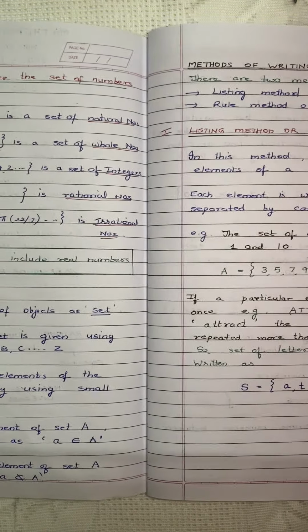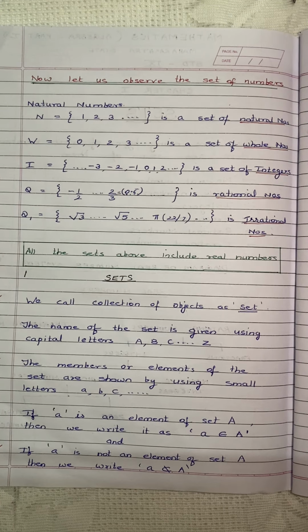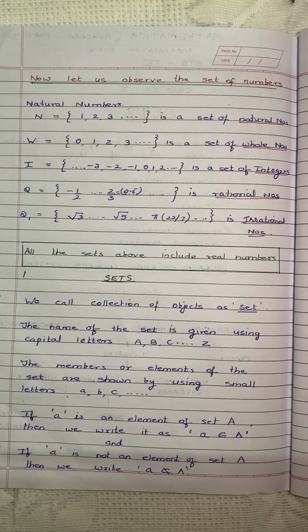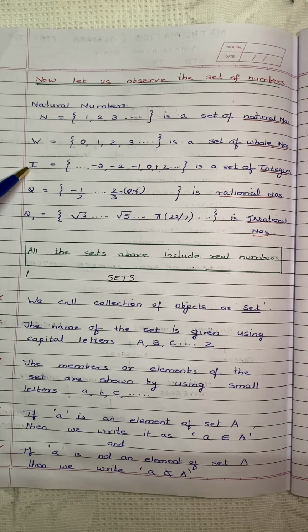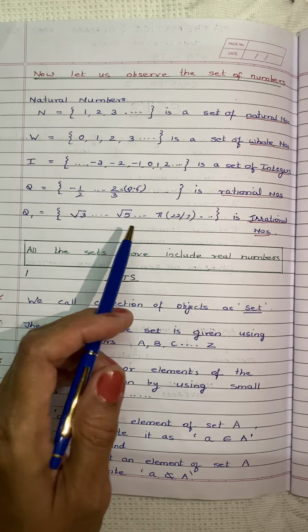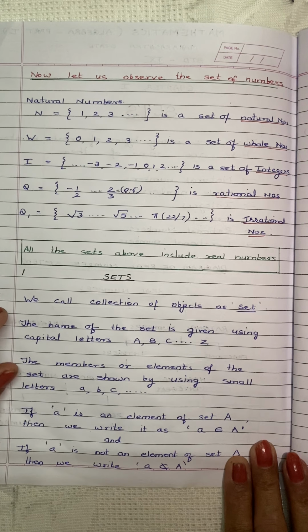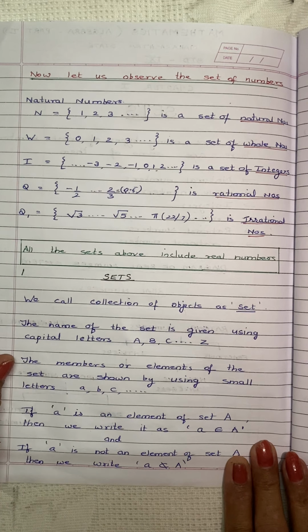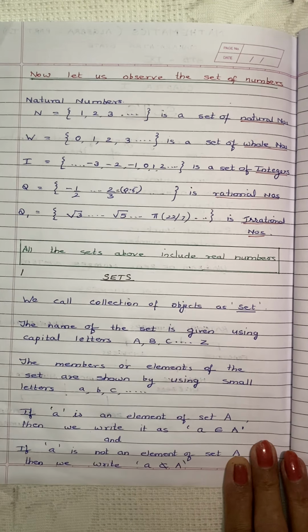Now let us observe the sets of numbers. Natural numbers begin with 1, 2, 3 up to infinity. Whole numbers begin with 0, 1, 2, 3 to infinity. Integers, that is, negative 3. To the left of 0 will be all negative integers and to the right of 0 will be all positive integers. So on both sides we will find numbers up to infinity. That is the set of integers.